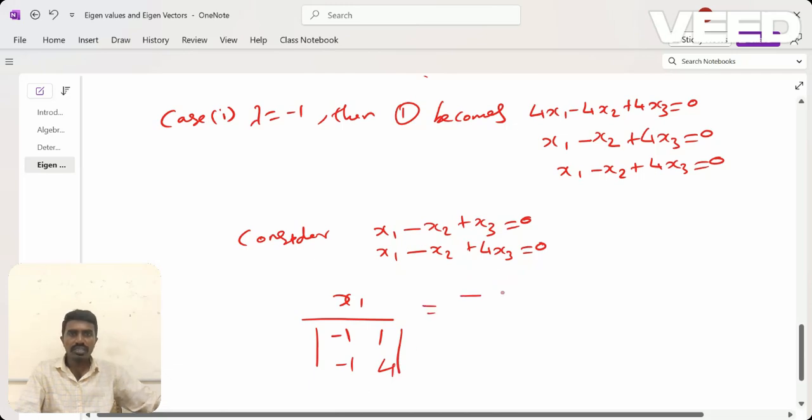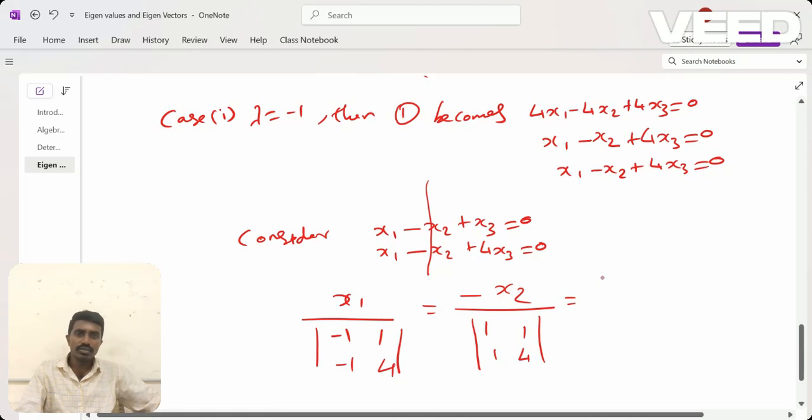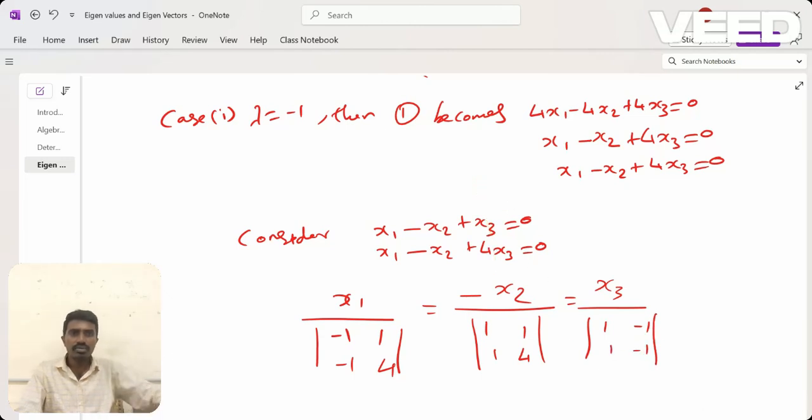which is equal to minus x2 by, always put minus for all the problems, minus x2 by, remove the x2 column, then the remaining determinant is 1 1 1 4, which is equal to x3 by, now remove the x3 column, then find the remaining coefficient determinant. So 1 minus 1 1 minus 1. Now simplify this.